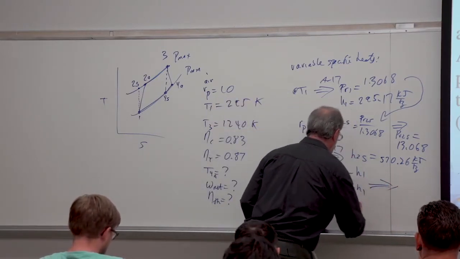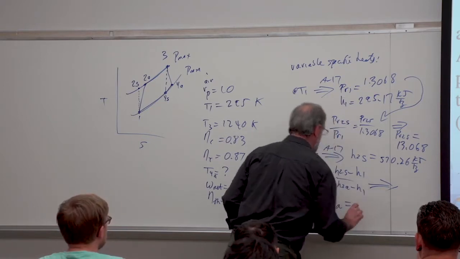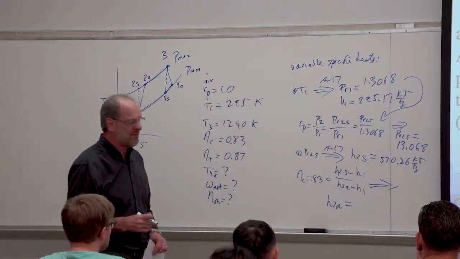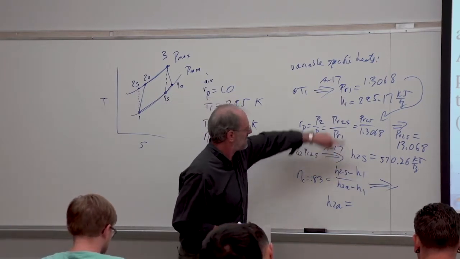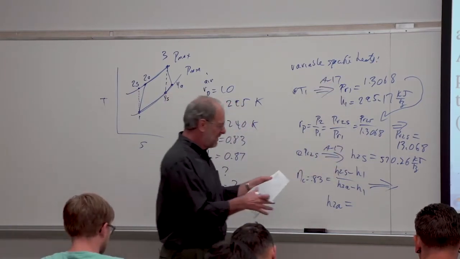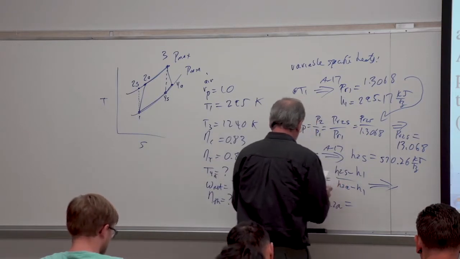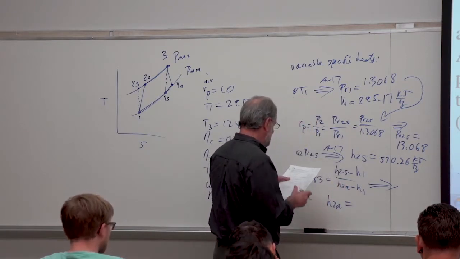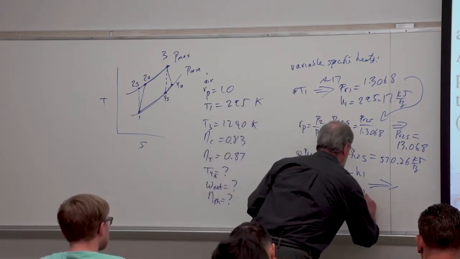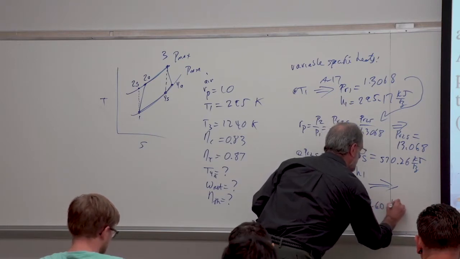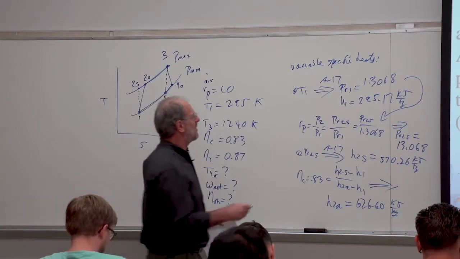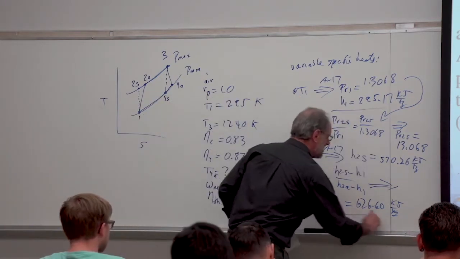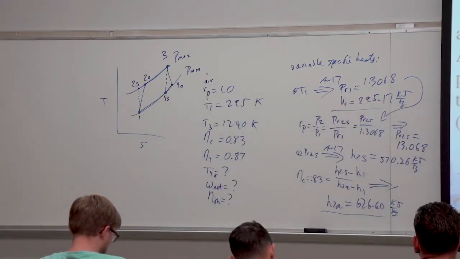And again, in the interest of saving time, I'm not going to actually plug in and chug away with the numbers. We'll just know how to solve it, right? H2S from above, H1 from further above. We find the actual enthalpy, therefore, as 626.60 kilojoules per kilogram. Right. So we have our enthalpies at 1 and 2.